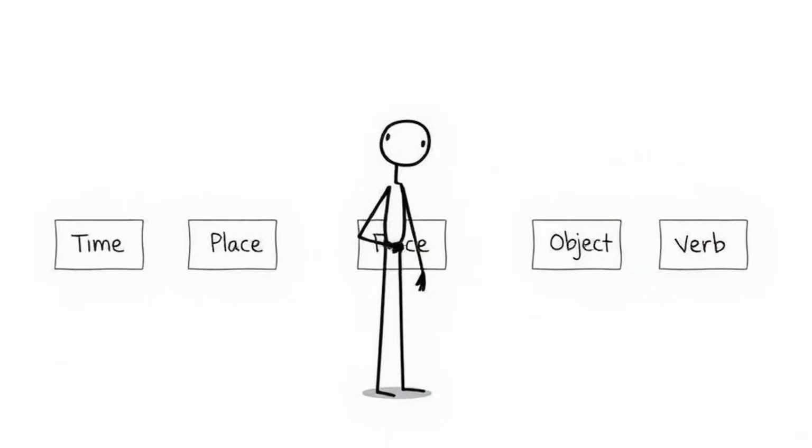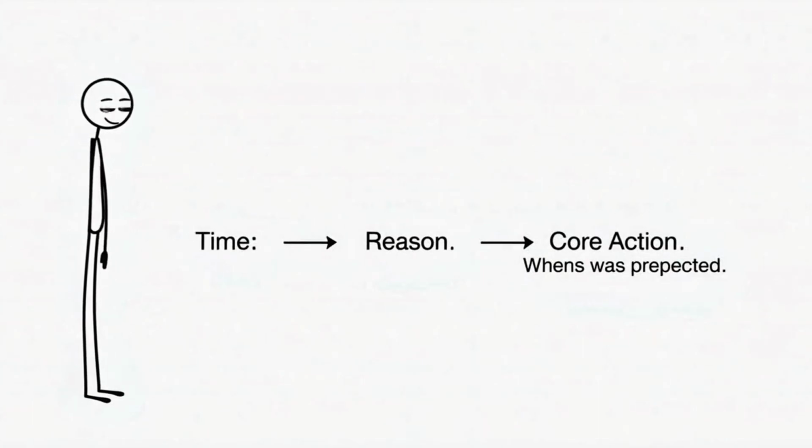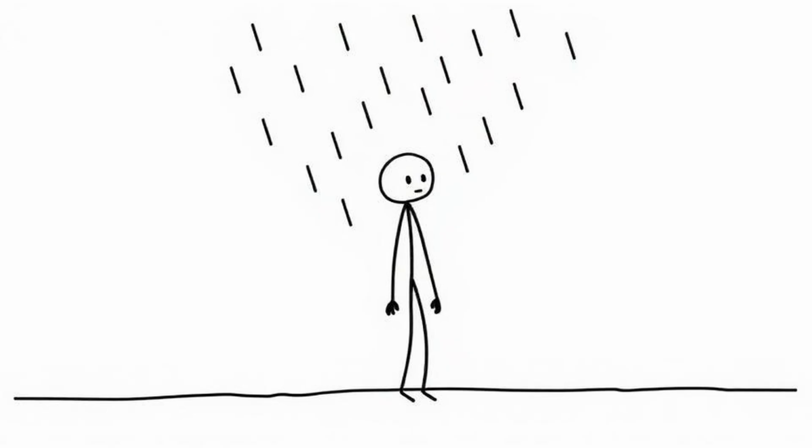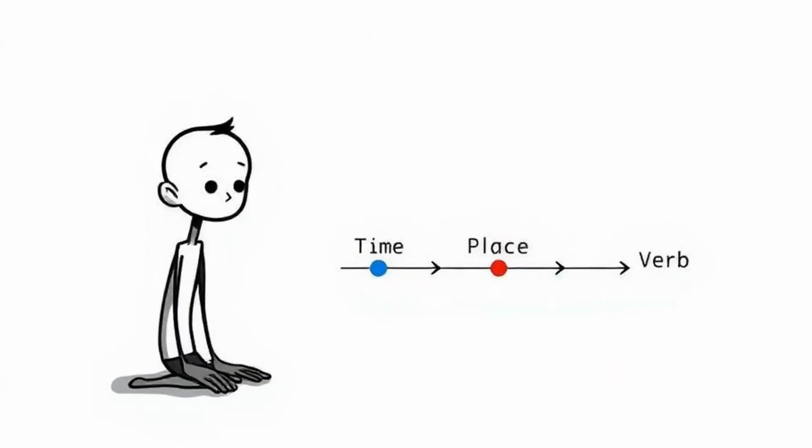But to sound truly natural, we apply the formula to the entire thought. We start with the time, then the reason, and finally the core action that was prevented. Kino, atama ga itai node, kaimono ni ikemasen deshita. The structure remains unwavering, from the general conditions to the specific outcome.